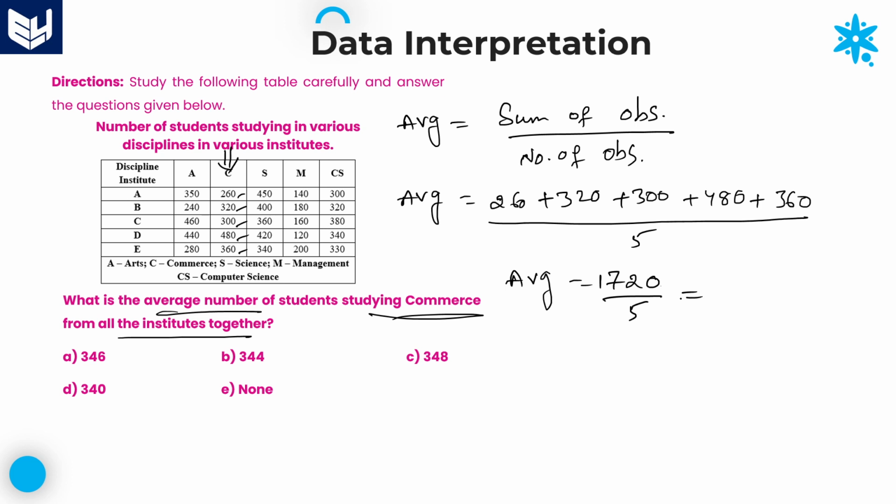Now you can cancel with the 5 table. 5 3s are 15. 22 means 4 times. Again 2 will be left over. 20, again 4 times. 344. Therefore, the required average number of students studying commerce from all the institutes together is 344. Option B is the right answer for this question.